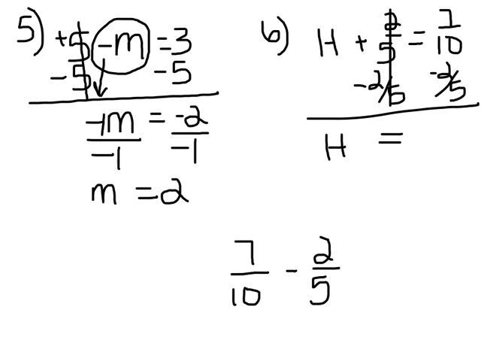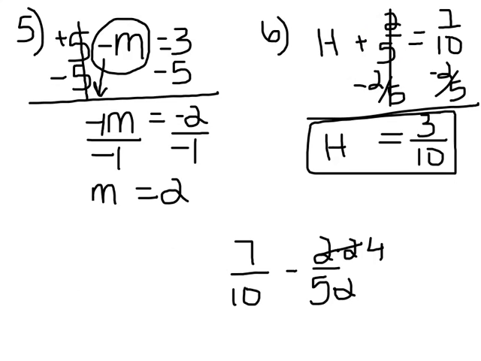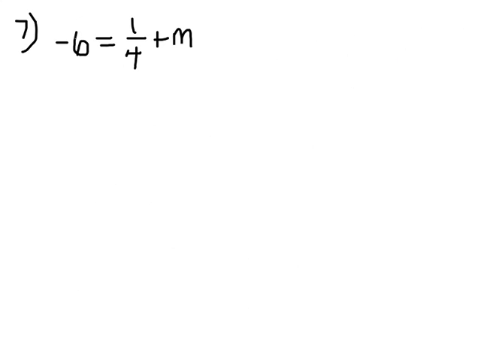In order to subtract fractions, we'll need a common denominator of 10, which means this 5 needs to be multiplied by 2. And we'll do that top and bottom to make this 4/10. So really we have 7/10 minus 4/10, which is 3/10. We can't reduce that fraction, so h equals 3/10 is our final answer. In example 7, we're given -6 equals 1/4 plus m.